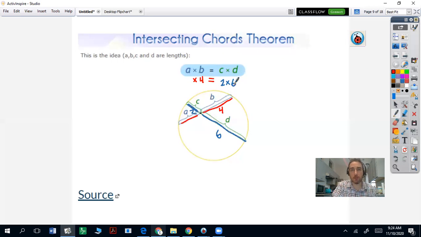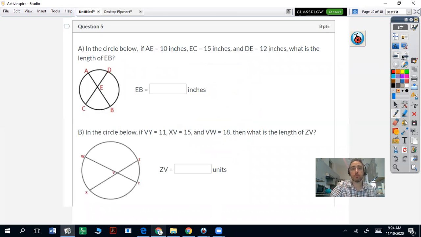2 times 6 is 12. What number times 4 is going to be 12? And that number should be 3. So those have to be the same number when you multiply the products within the segments. That's the intersecting chords theorem, and you can click on the source for more information. So let's use that relationship for the next set of questions. Question 5.